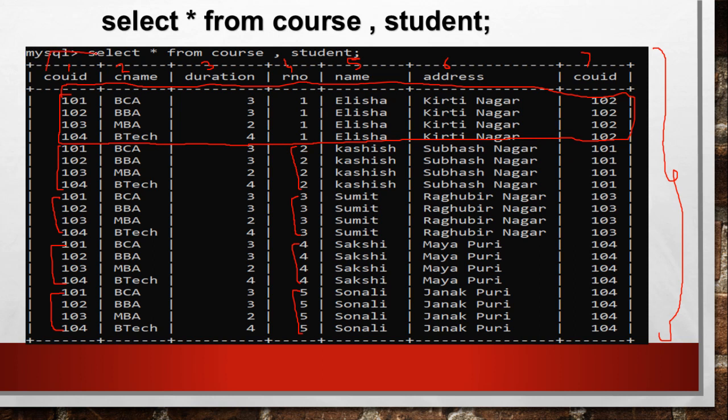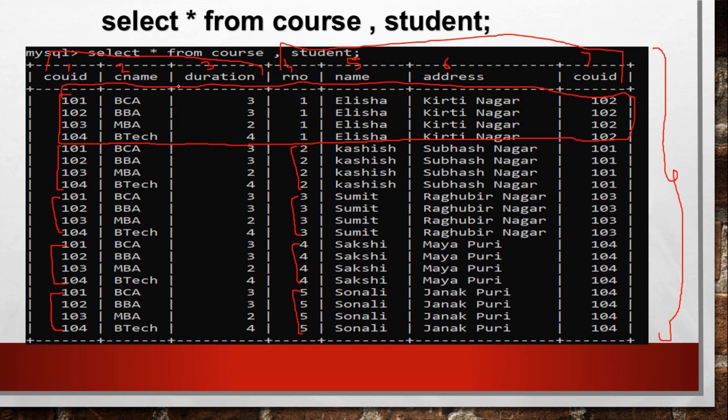these first three columns belong to the course table and the rest of the columns belong to the student table. So the total number of columns is basically the sum of both tables' columns. So total columns are 7, 3 from the first table and 4 from the student table. So the total number of columns shown in this result is 7.